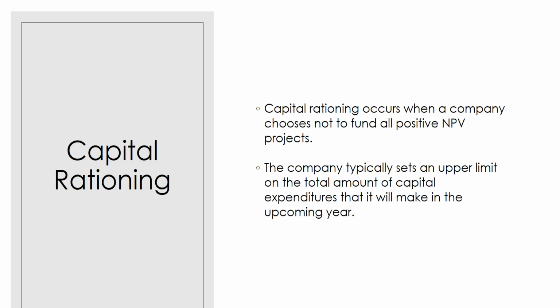Capital rationing occurs when a company cannot fund all positive net present value projects. The company will typically set an upper limit on the amount of capital that they can make during a period and only accept the best projects.